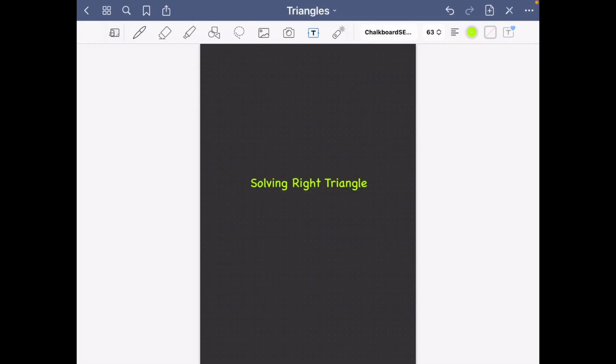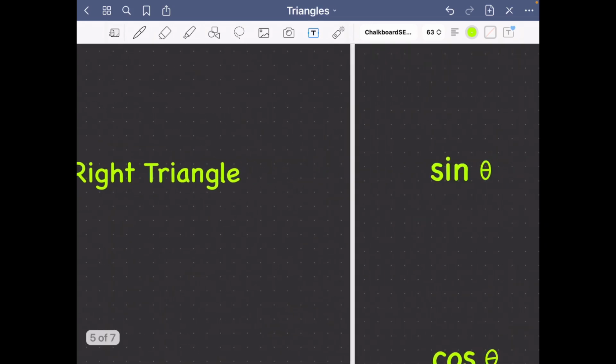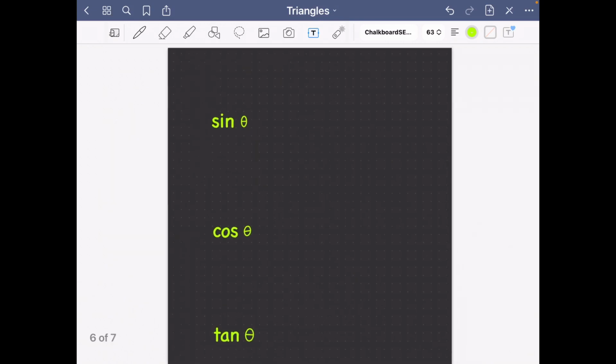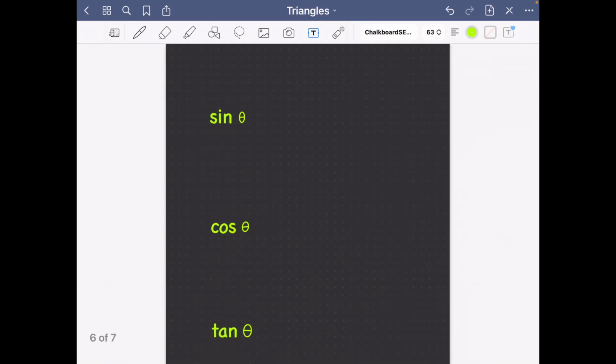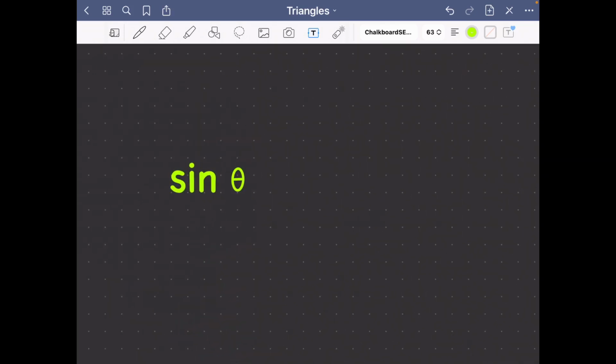Good day everyone. So this video will help you in solving right triangles. Okay, so let's start with this one. In solving right triangles, basically we will be using the first three trigonometric functions, which are sine, cosine, and tangent theta. Okay, so let us recall first.